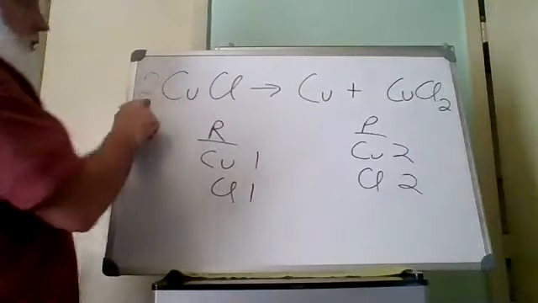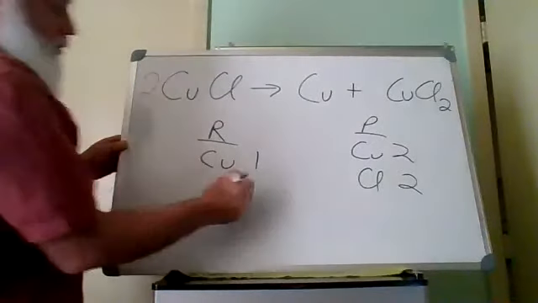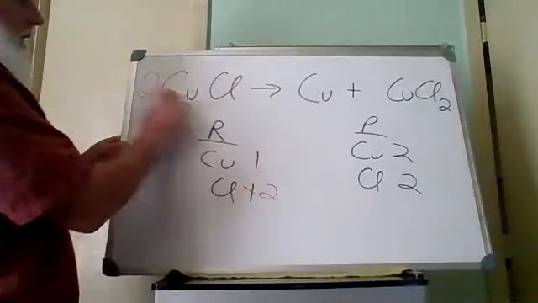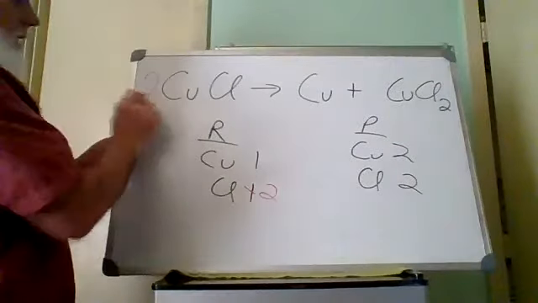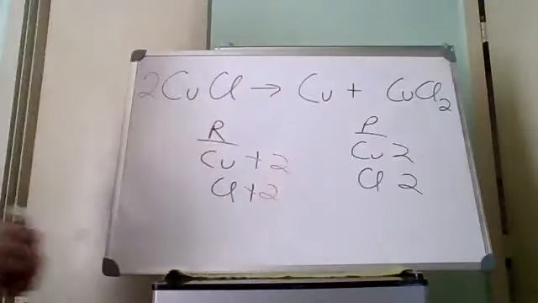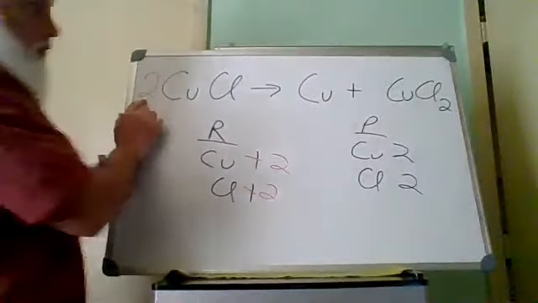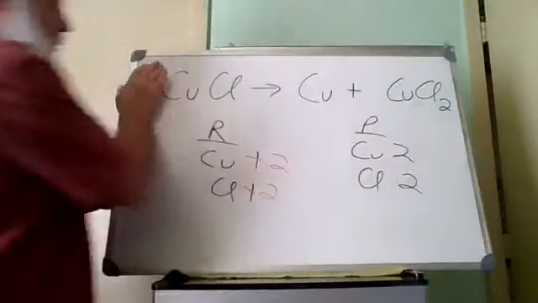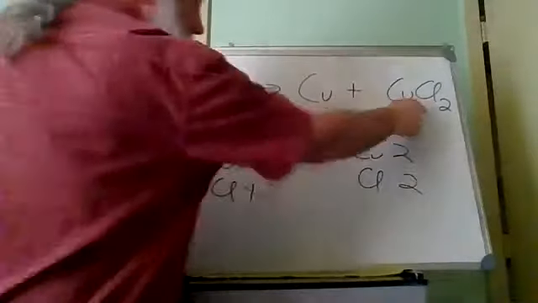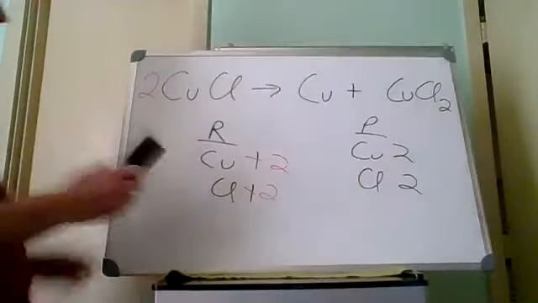So all I can do is put a coefficient of 2 here, right? That's 1 chlorine times 2 is 2, but it's also going to change the copper. 1 copper times 2 is 2 coppers. 2, 2, 2, 2. We're done. As always, you go back and check. 1 copper times 2 is 2 coppers. 1 chlorine times 2 is 2 chlorines. So we have it balanced.